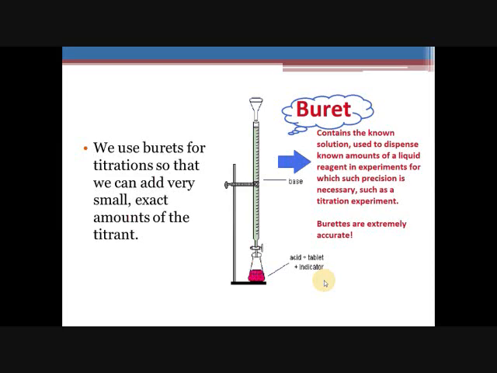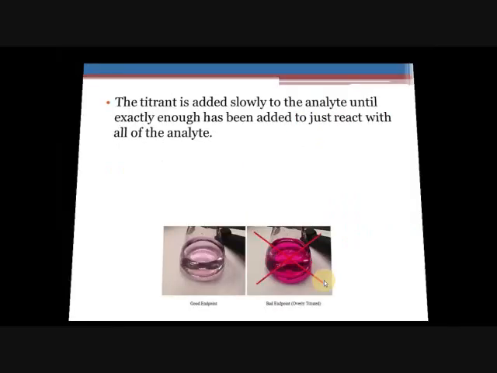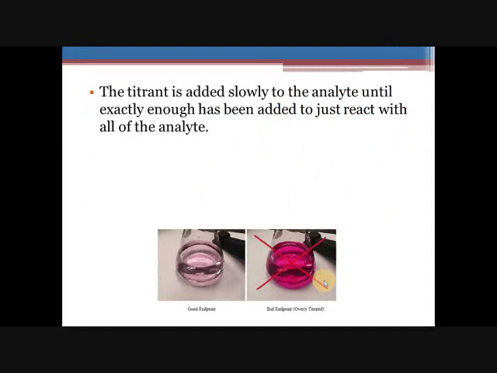A burette can help us give a very precise measurement. They're extremely accurate. Every tick mark on there is 1/10 of a milliliter, so we can know with very good precision how much we actually add. So we want to add slowly so that we know exactly how much is reached. We get endpoints and equivalence points here.